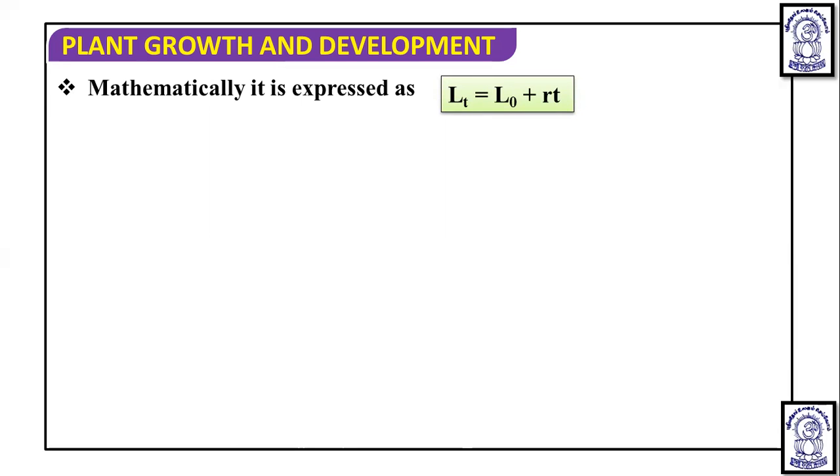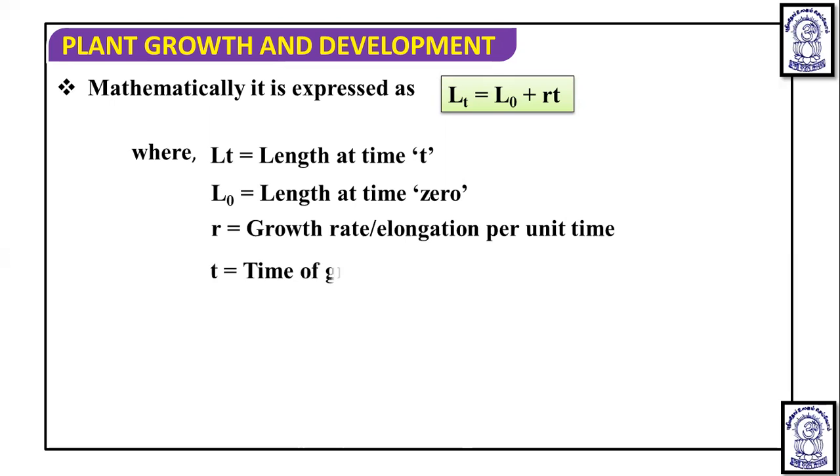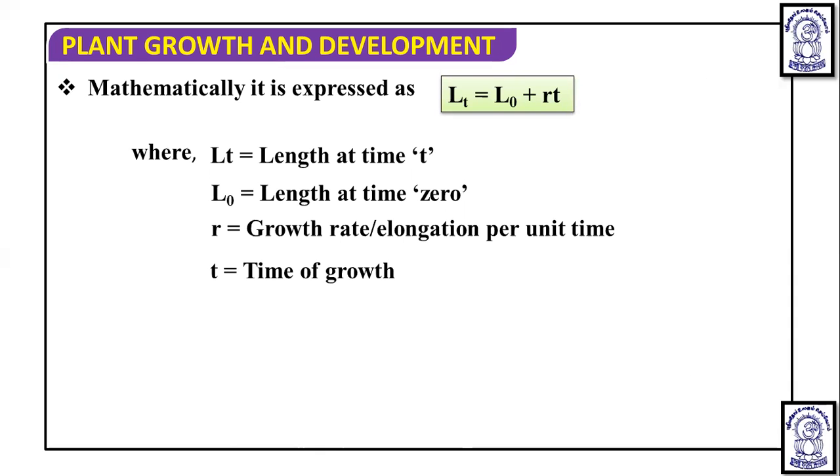Here in arithmetic growth, Lt is the length at time t, L0 is the length at time 0, and r represents the growth rate or elongation per unit time. So on plotting the length of the root, you will see a linear curve as we have seen, where t is the time of growth. Here we have seen a constant rate of increase, and we can take an example.